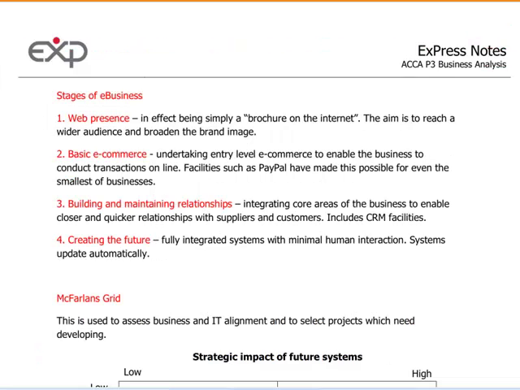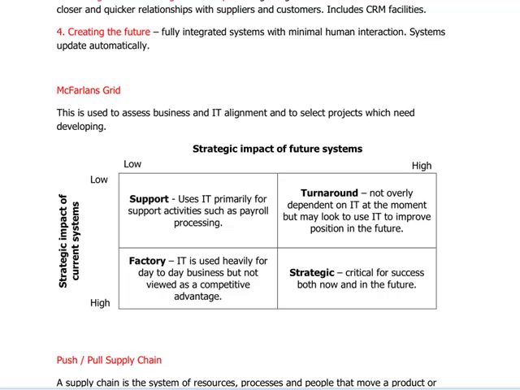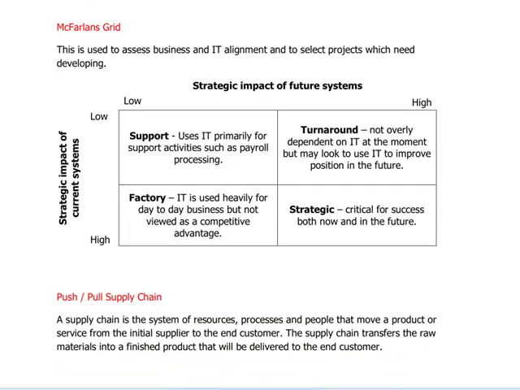www.theexpgroup.com for more information. Hello and welcome to today's EXP video on ACCA Paper P3 Business Analysis. The last couple of days we've been looking at information technology, the role of IT. So we are on Chapter 7 of the Express Notes that you can get from our website. What we're going to be having a look at today is on page 36 of the notes, and it's McFarlan's grid. So we're going to spend just a few minutes talking about McFarlan's grid, what it's used for, and trying to explain it to you.